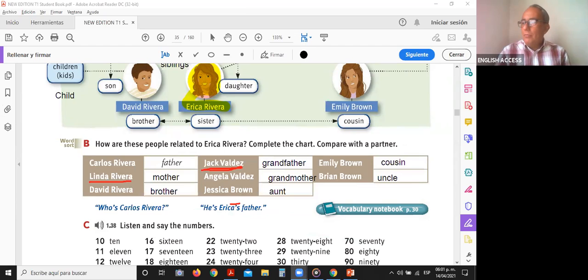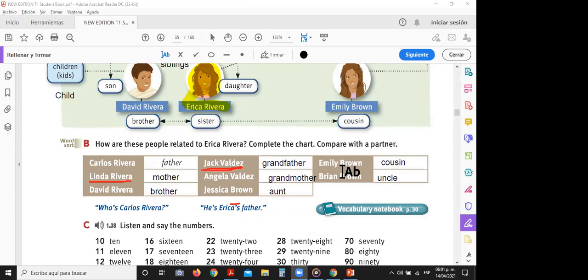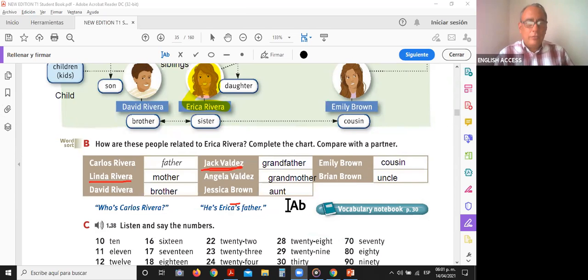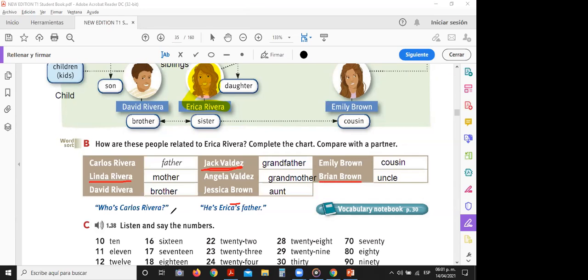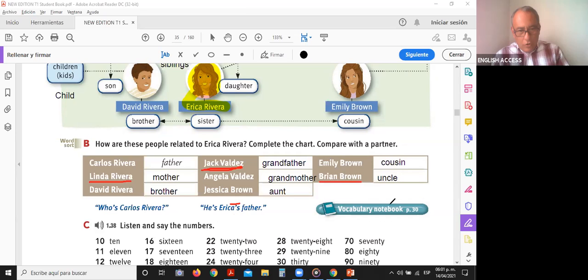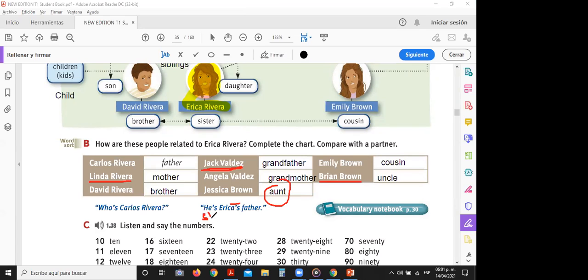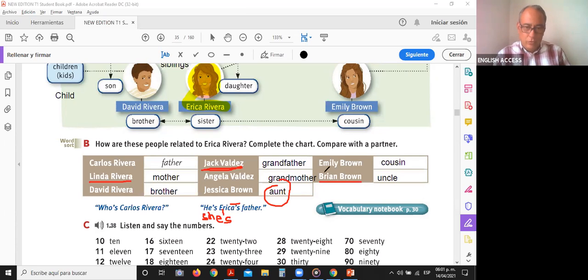Who's Emily Brown? She's Erika's cousin. Erika's cousin, and so on. Who's Brian Brown? Carolina. Brian Brown. Who's Brian Brown? Erika's uncle. Uncle, very good. What about Jessica Brown, Francisco? She's Erika's aunt. Exactly. She's Erika's aunt, and so on.